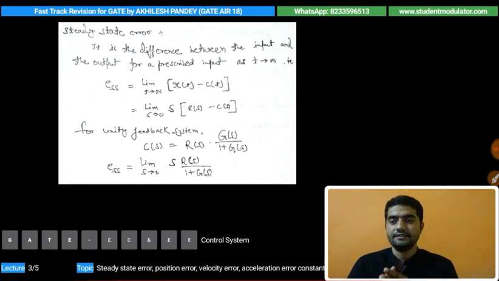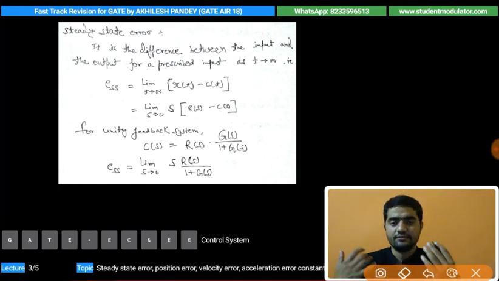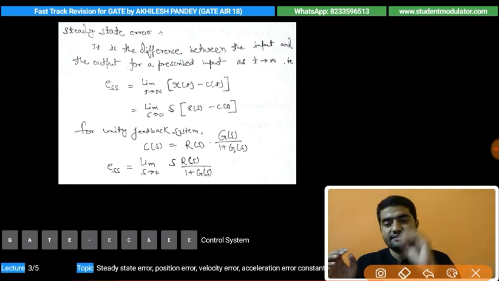So steady state error, what is meant by steady state error? Basically, first of all we will understand it. So steady state is basically the state when time is very large, means time tends to infinity, then that state of either input or any function will be called steady state because it has reached its steady value.